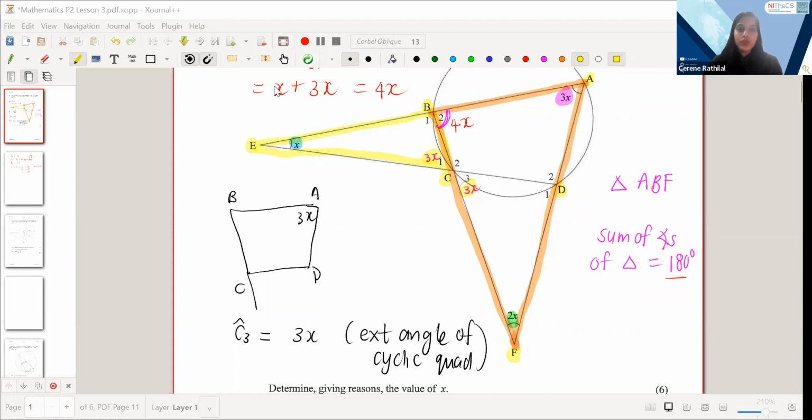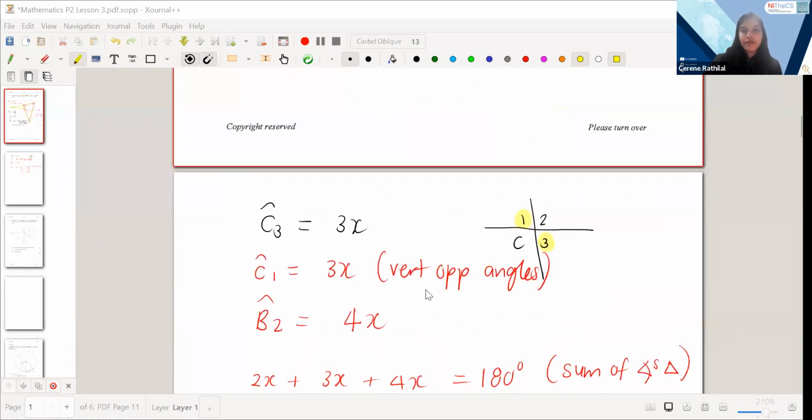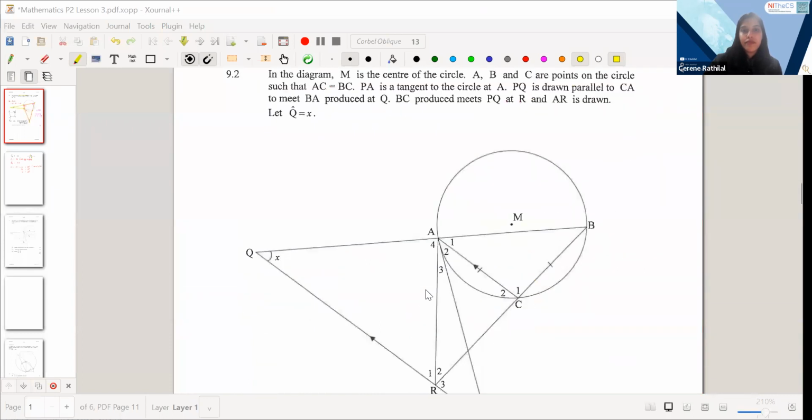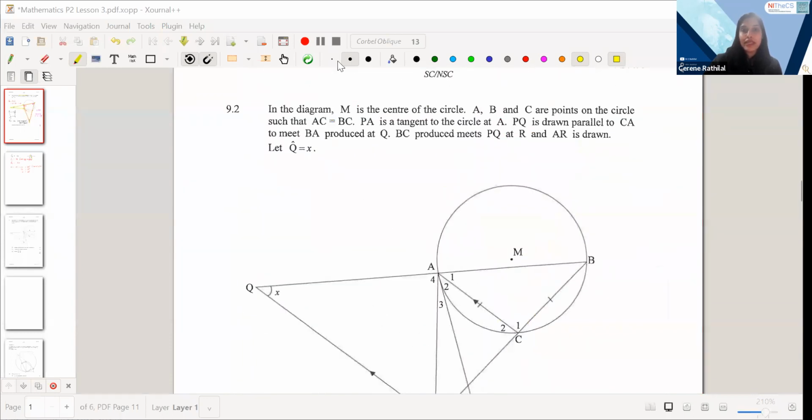Wonderful. Yes, so there's numerous ways of coming to the same result of 20 degrees. Okay, so let's go on to the next question. Great. All right, so here is our next question.